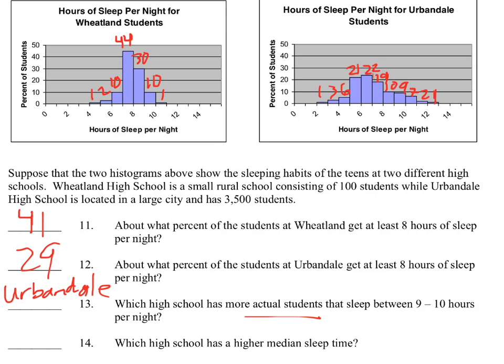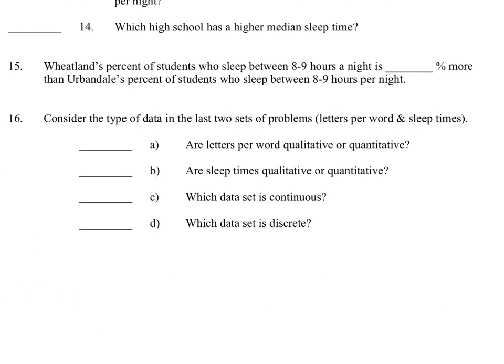And then number 14, which scored higher median sleep time. I would say that's Wheatland, because the median is probably about here, about 7.8 hours. And if you get this other guy here looking more at about just 7, and so that would be Wheatland having a little bit higher, almost an hour higher.